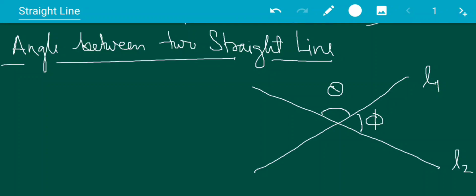Hello students, today we are going to start a new video on straight line. In this video we will discuss the angle between two straight lines. You can see that here two lines are there, L1 and L2. Between L1 and L2 we have two angles, one is theta and one is phi. It is clear that theta plus phi is equal to 180 degrees.